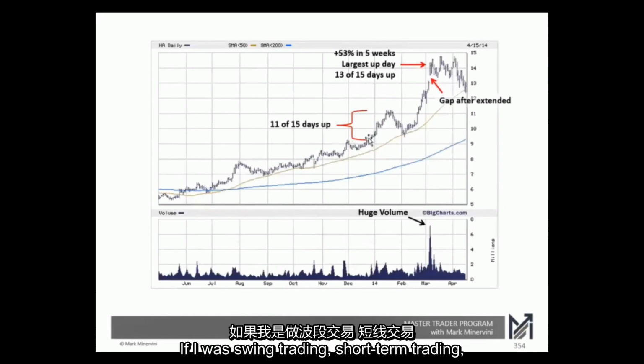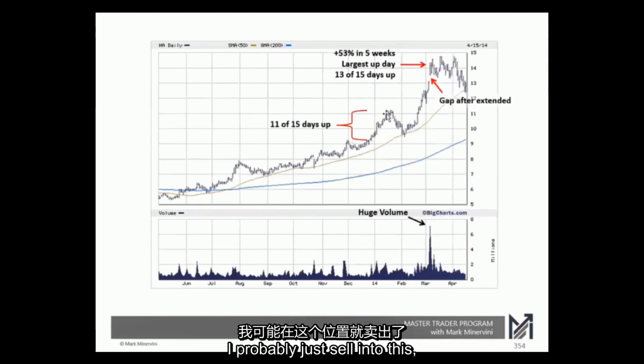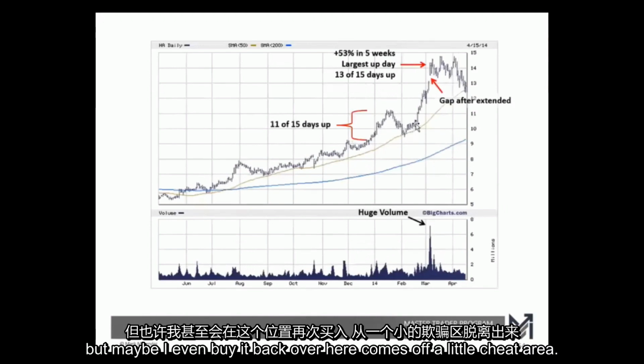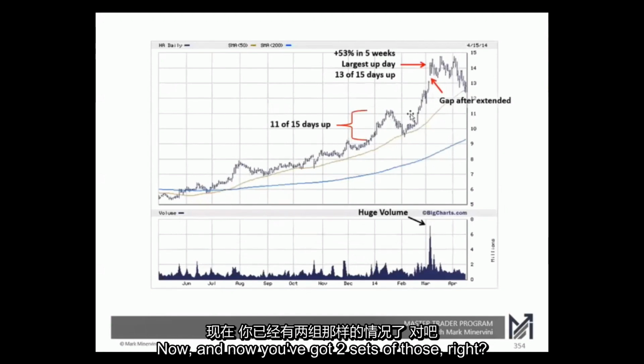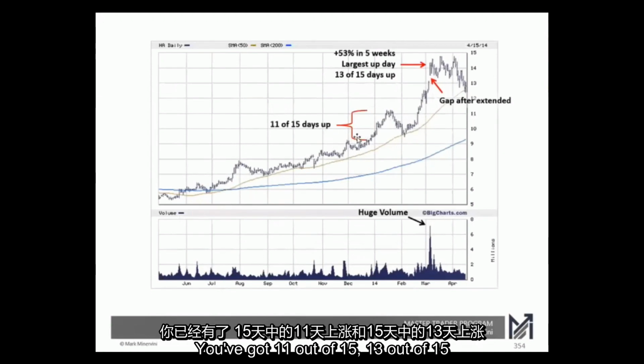If I was swing trading, short-term trading, I'd probably just sell into this, but maybe I even buy it back over here. It comes off a little cheat area. Boom. Wow, what a nice move. You see how it's an accelerated move now. And now you've got two sets of those, right? You've got the 11 out of 15, 13 out of 15 now.